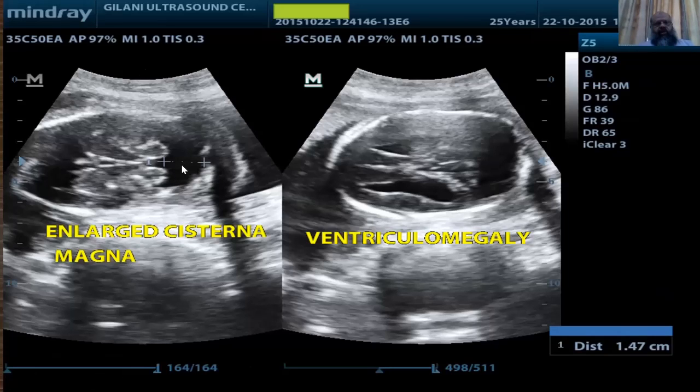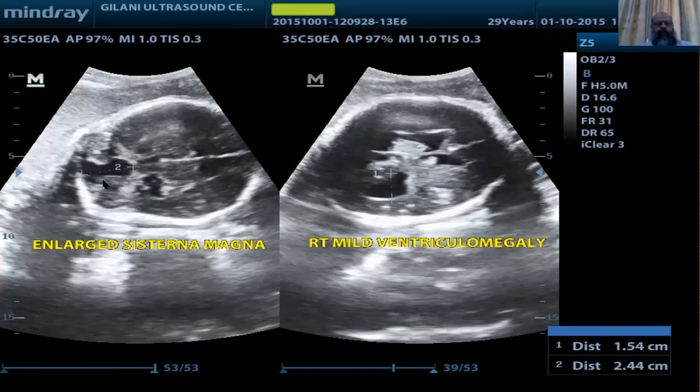A case with large cisterna magna along with ventriculomegaly. We will discuss the pathologies of cisterna magna later in this lecture. This is ventriculomegaly again.